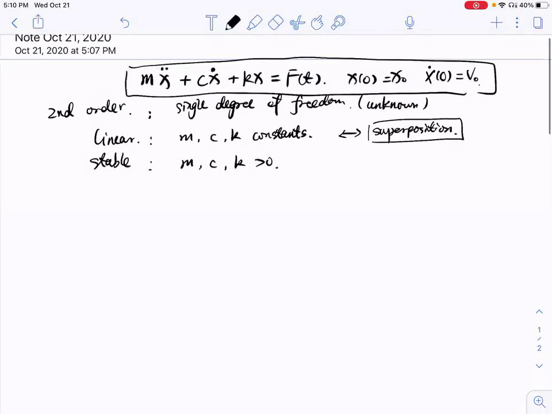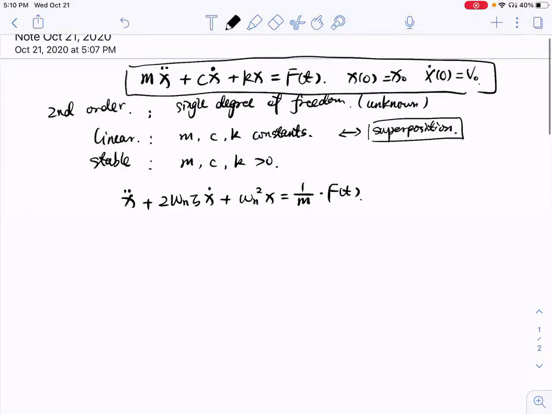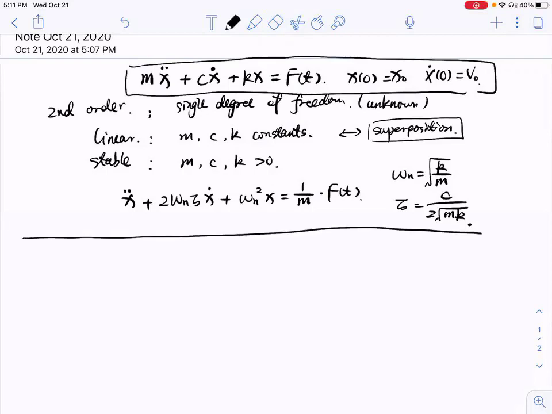The other way to see your equation is sometimes we want to convert it to standard format. The way you do this is you just normalize everything by the mass. And then you have your undamped natural frequency, omega n, that's the square root of k over m. Your zeta is just c over 2 square root of mk. All right. So that's everything we need to know about the equation itself.